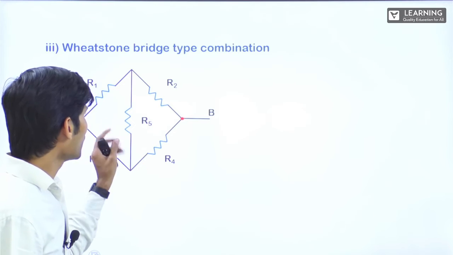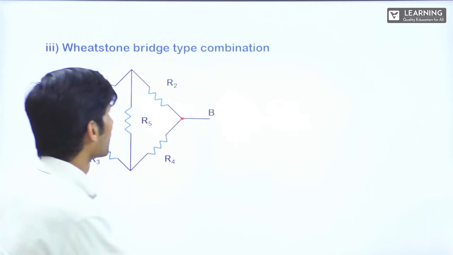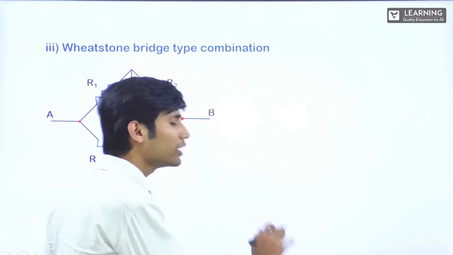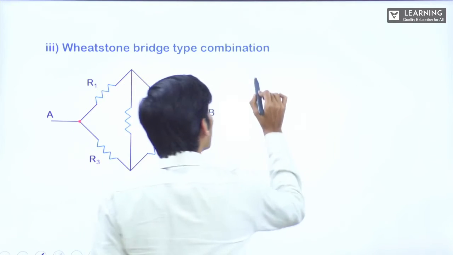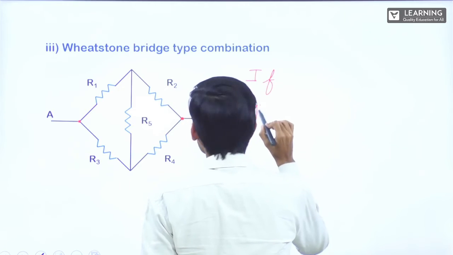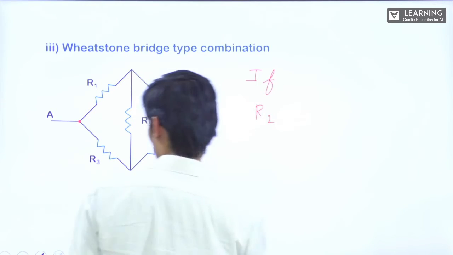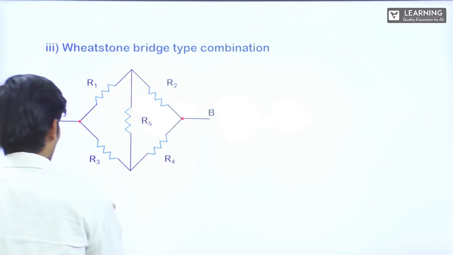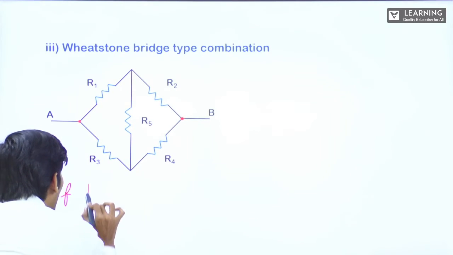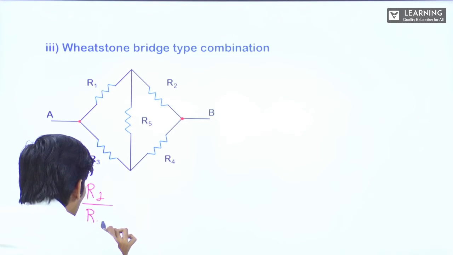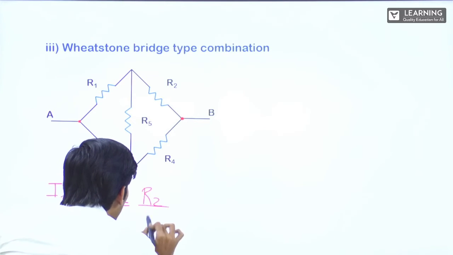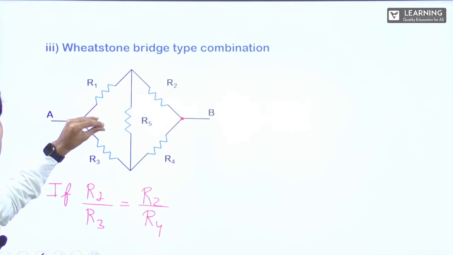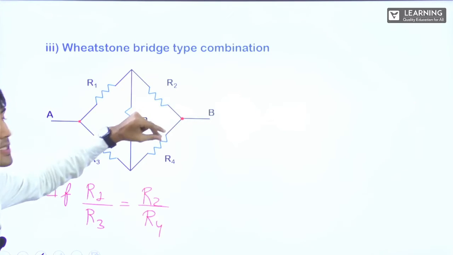Now there is one result which you have to remember always, that will help you a lot. We'll prove that result also, don't worry. If R1 by R3 is equal to R2 by R4, the ratio of these two resistors is equal to the ratio of these two resistors, R1, R3.